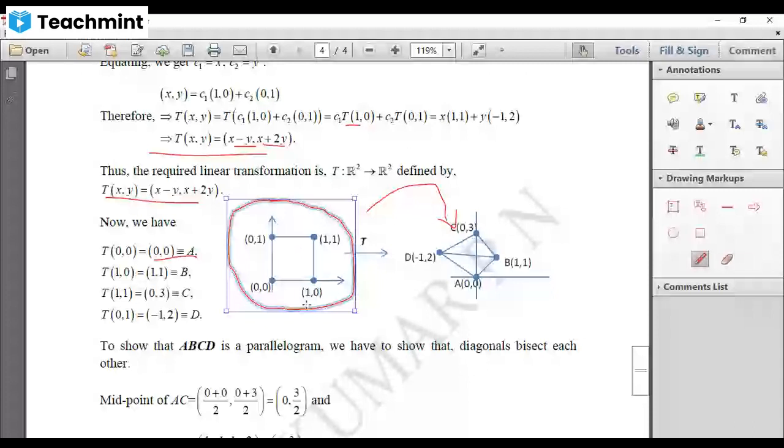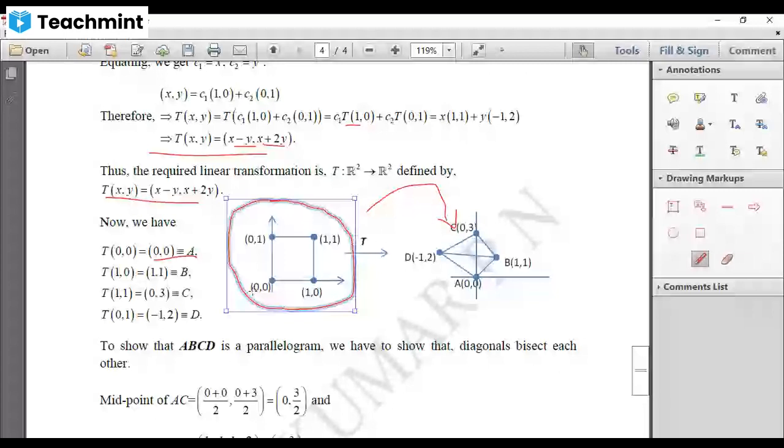Now what is the image of (1, 0)? If you put x equal to 1 and y equal to 0, 1 minus 0 is 1, and 1 plus 0 is 1. So you'll get another vertex of the parallelogram. Next, what is the image of (1, 1)? Put x equal to 1 and y equal to 1. 1 minus 1 is 0, and 1 plus 2 into 1 is 3. Let's call that C. That is another point of the parallelogram. Next, what is the image of (0, 1)? x is 0, y is 1. 0 minus 1 is minus 1, and 0 plus 2 into 1 is 2. That is another point.